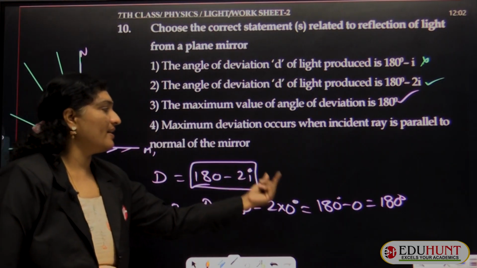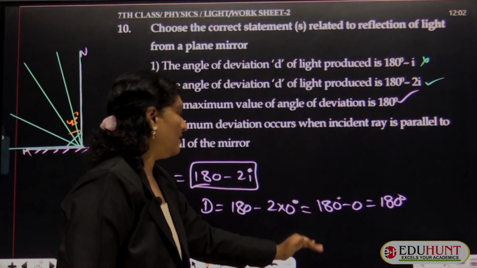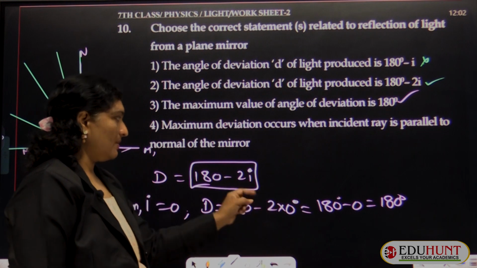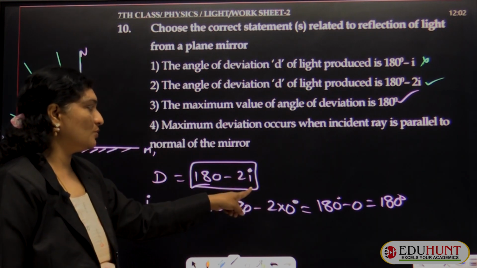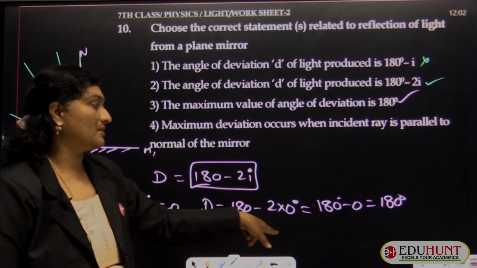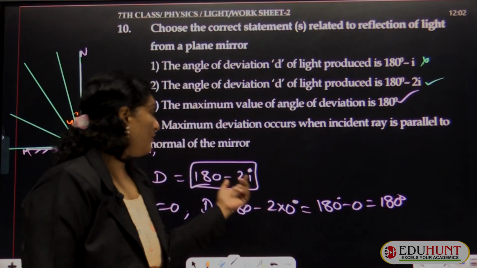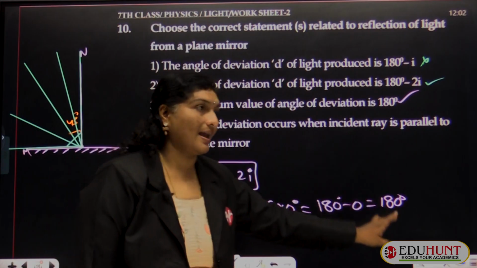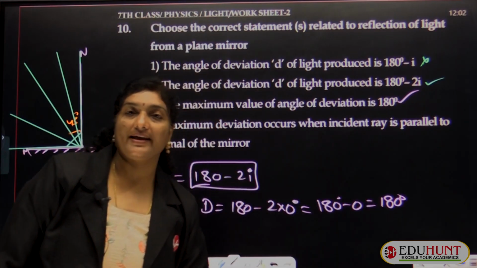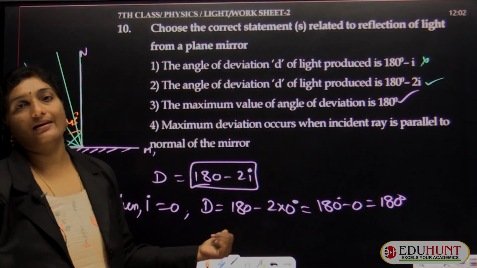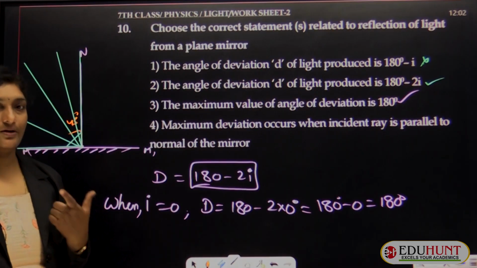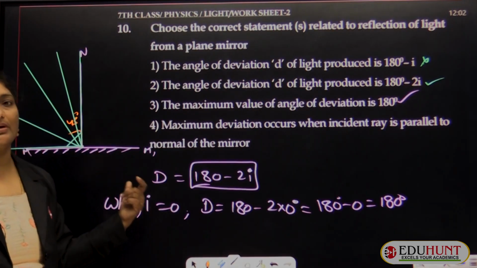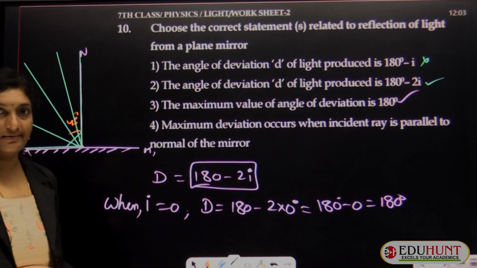As the value of I increases, the value of D decreases. Suppose you place 30 degrees here: 2 into 30 is 60, and 180 minus 60 is 120, decreased. If you place 45 degrees, 2 into 45 is 90, and 180 minus 90 is 90. So, as the value of angle of incidence increases, the value of angle of deviation reduces. So, the maximum possible value is 180 degrees.